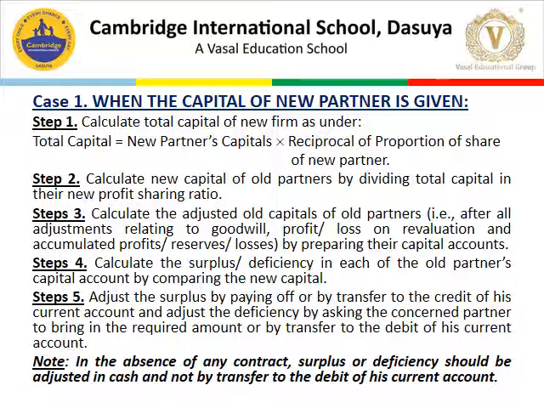In step number 5, we will adjust the surplus by paying it off or by transfer to the credit of his current account, and adjust the deficiency by asking the concerned partner to bring in the required amount or by transfer to the debit of his current account. But please note that in the absence of any contract or agreement or information, surplus or deficiency should be adjusted in cash and not by transfer to the debit of his current account.